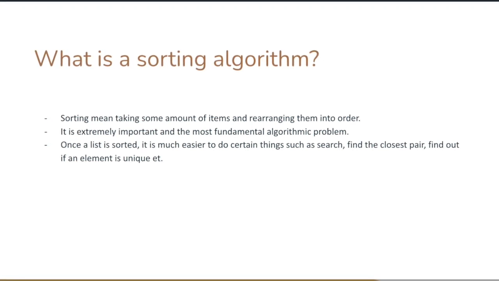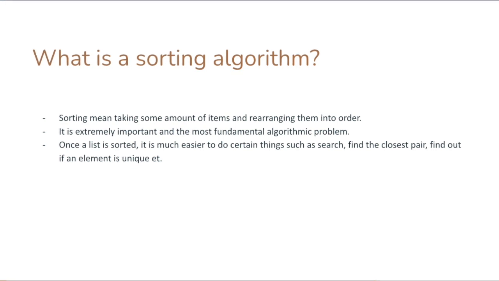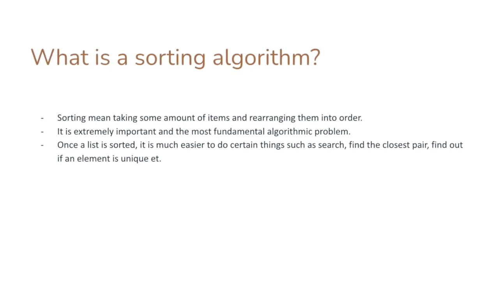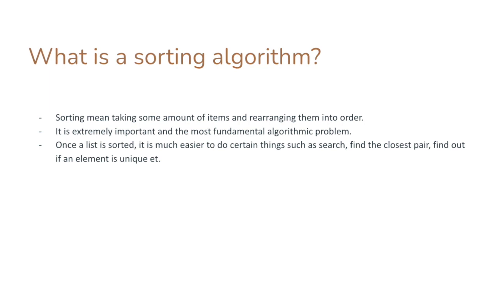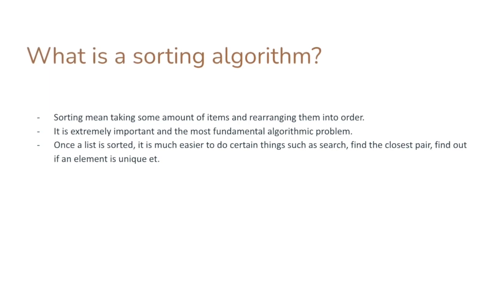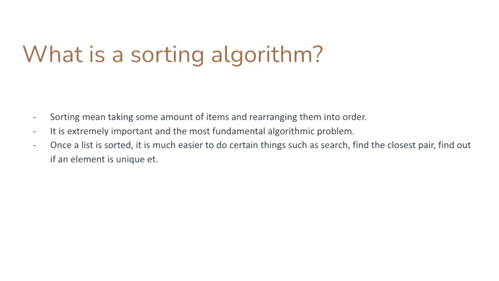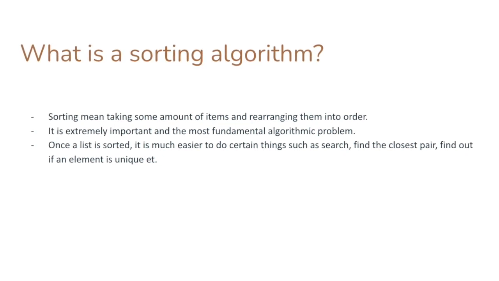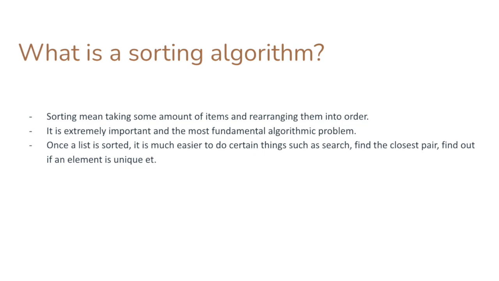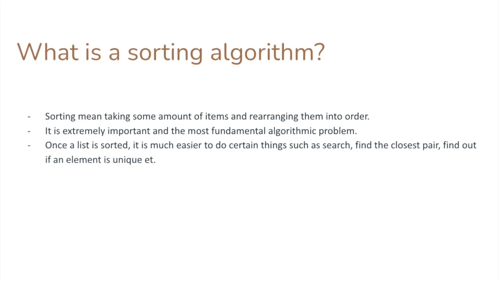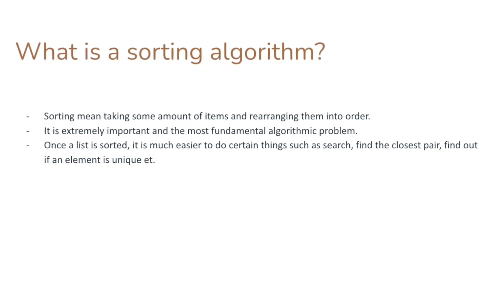Once a list is sorted, it becomes much easier to do a number of things, such as searching the list, finding the two closest numbers in a list, finding out if there's a unique element in a list, along with a range of other things. So being able to sort is very important. A lot of languages have built-in sorting methods, but it's important to understand how to build them yourself.